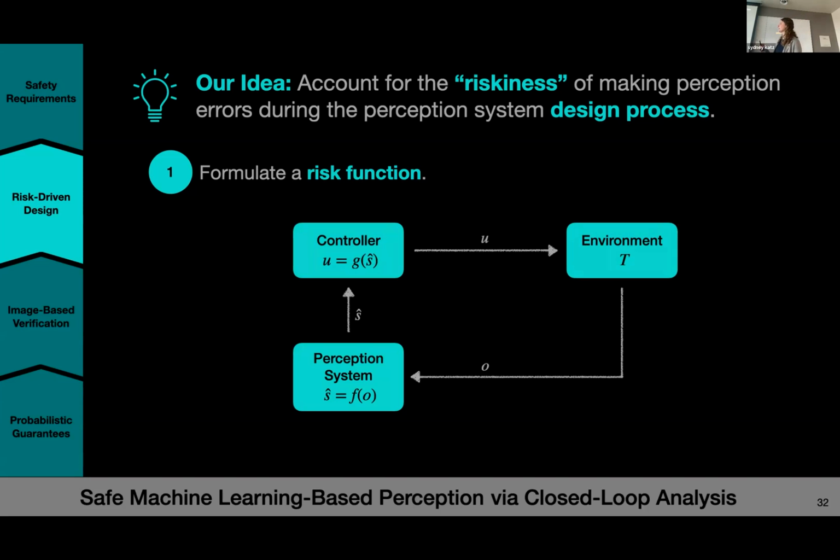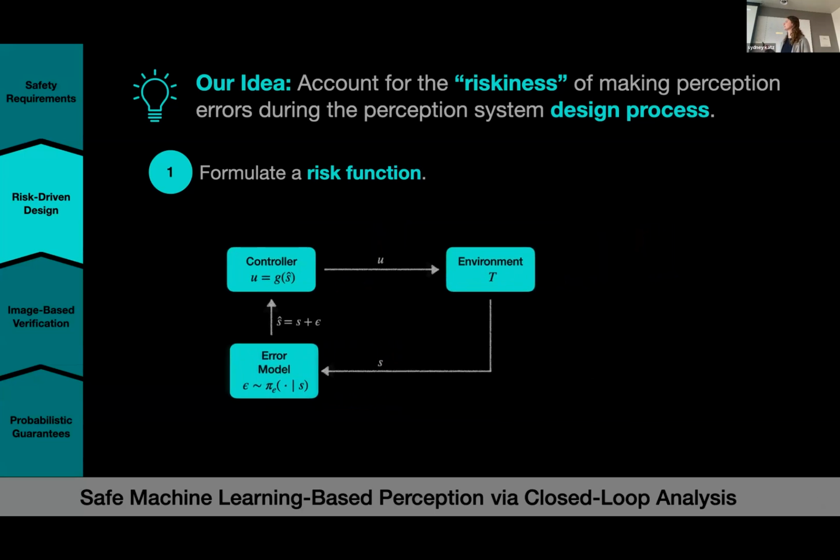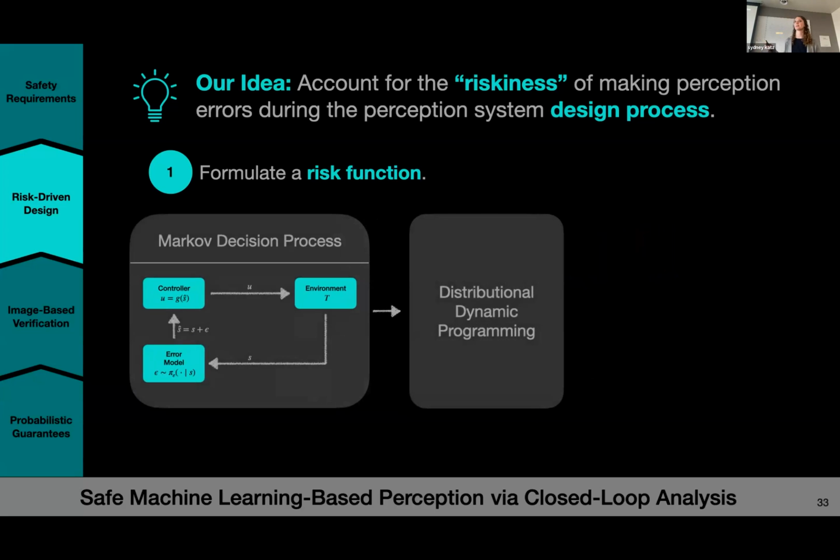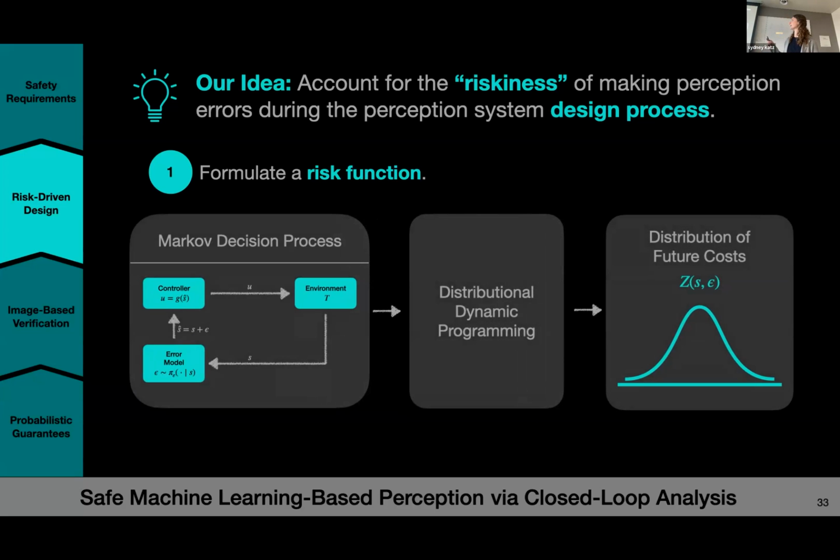And so for this reason, we abstract this perception system with a notional error model that takes in the true state of the system and samples a perception error epsilon in order to produce an estimated state. And what's really nice about this formulation is that we can actually view it as an agent with a stochastic policy and a Markov decision process. And this in turn allows us to use distributional dynamic programming in order to estimate the distribution over future costs when making perception error epsilon in state S.